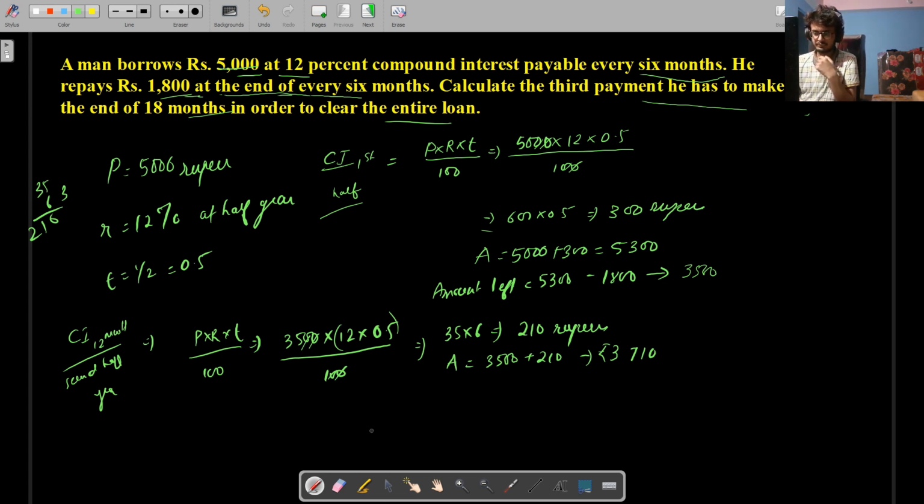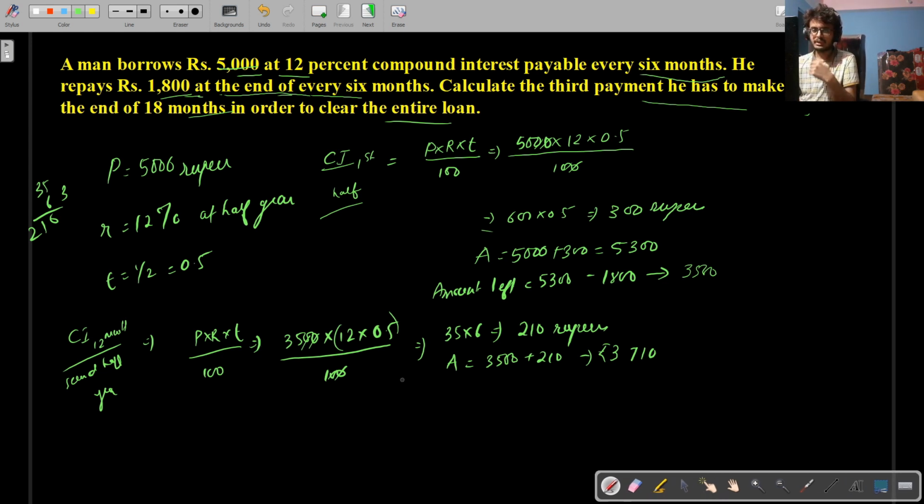Okay, this should be clear. Now for 18 months, 18 months is how many half years? First half year is 6 months, second half year is 12 months, so third half year is 18 months. Third half year is 1.5 years. One full year is 12 months plus half year is 6 months, so 12 plus 6, 18 months. So this is the one that we need.